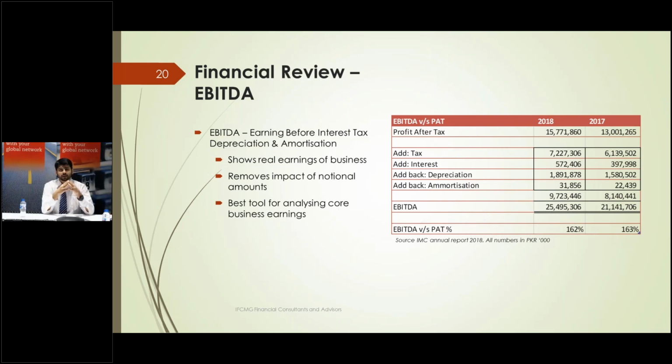And that number comes up to, we're sitting at 16 billion approximately, and we've come up to 25.5 billion. So that is an increase of 62%. So 15.6 billion on one side, and on the other side, we're standing at 25.5 billion. So there's an increase of almost 10 billion rupees in earnings in 2018. And the percentage was also similar in 2017 as well.